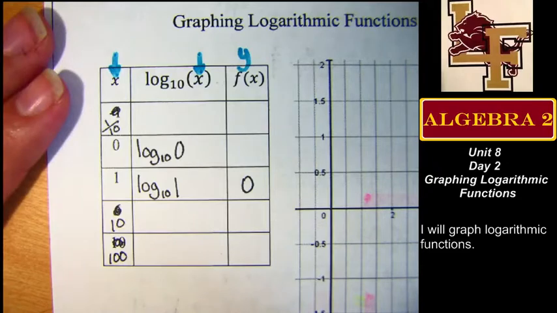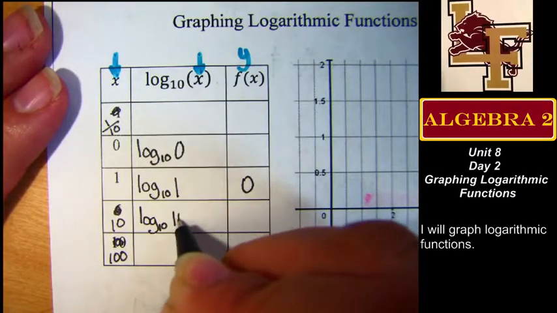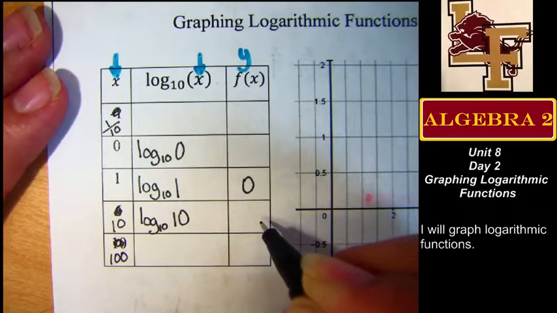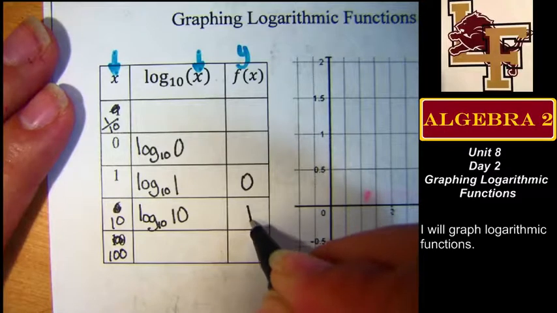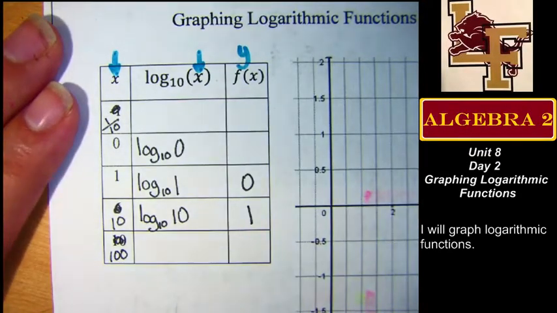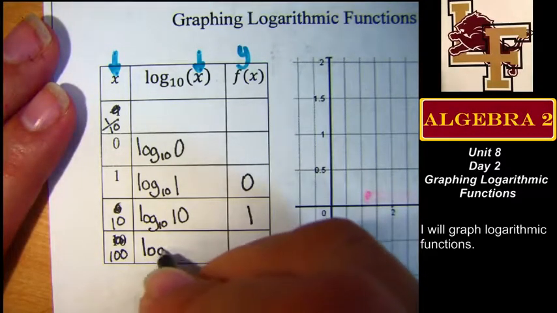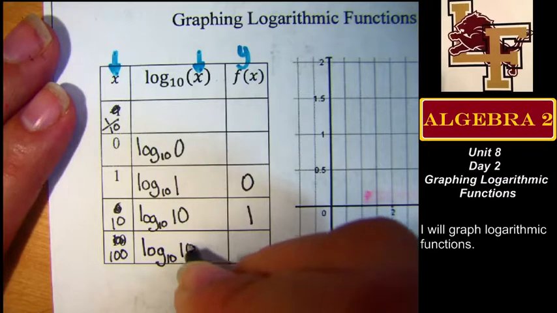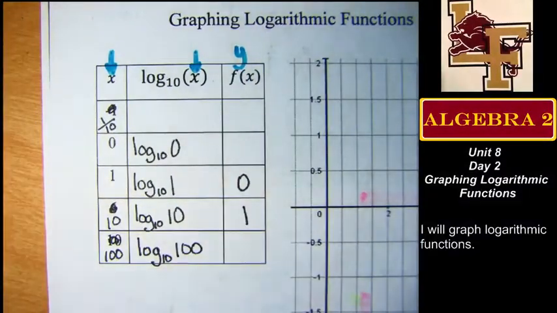This is our shortcut. All right, the next one. Log base 10 of 10. Another shortcut: 1. It's 1 because I have a match between the base of the logarithm and the thing I'm taking the logarithm of. If they match, it's 1. Log base 10 of 100. 2, because 10 times 10 is 100, and I'm multiplying 10 to itself 2 times.